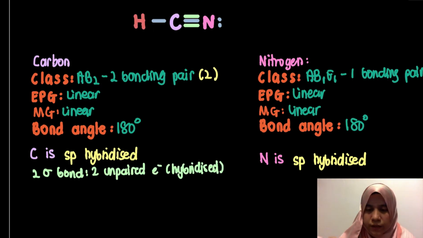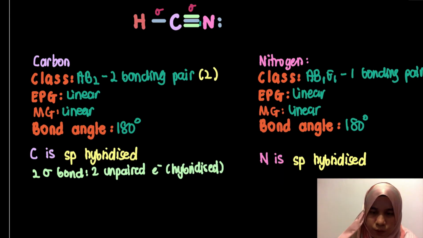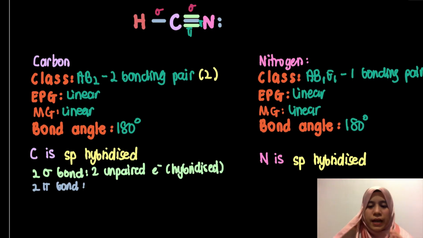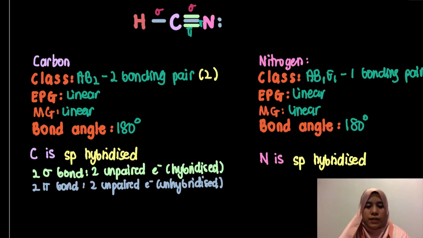Berapa pi bond dia ada? Sebenarnya contohnya kalau dekat sini, I'm just going to label 1, 2 sigma bond. Kalau dia punya pi bond, apa ni? Untuk dia punya pi bond itself, dia ada 2. Ada 2 pi bond. So, what does it mean for 2 pi bond? So, 2 pi bond ni maksudnya 2 unhybridized orbital. Masih lagi unpaired, tapi dalam kes ni, dia unhybridized. So, that is actually for my carbon, tapi dia sp hybridized lah. Okay, so that is for the case of carbon.